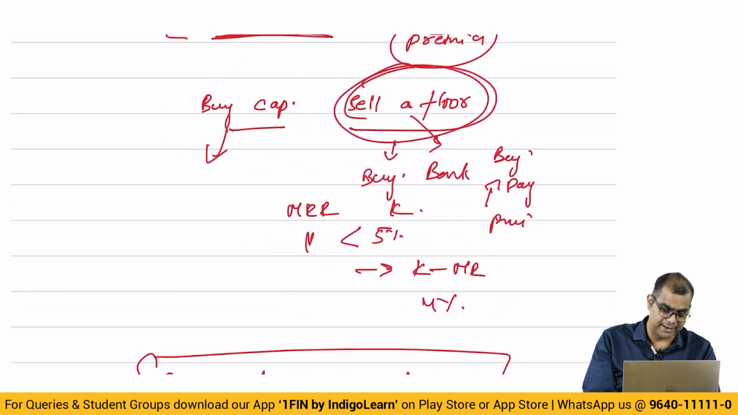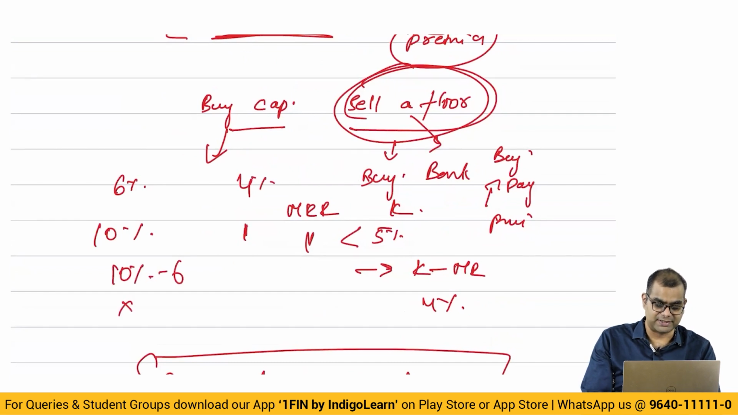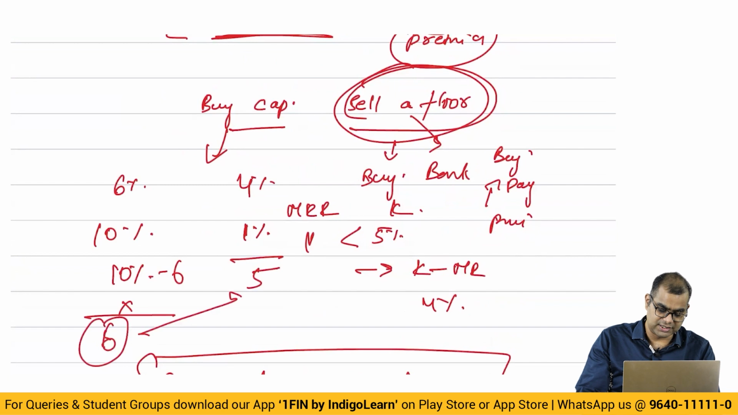You purchased a cap at 6%. So if the market interest rate goes to 10%, you will be compensated 10 minus 6. If the market interest rate goes to 4%, this call is wasted. But you have to pay somebody 1%, because you sold a floor at 5% to somebody. So at the low end your interest rate is 5, and at the high end it is 6. Your interest rate will oscillate only between 5 and 6.